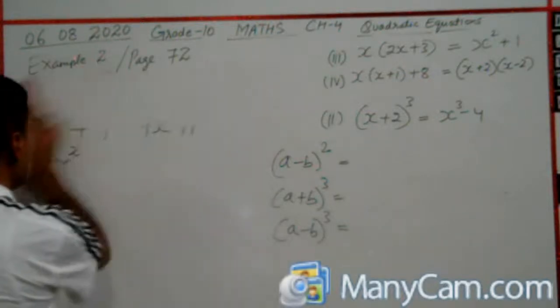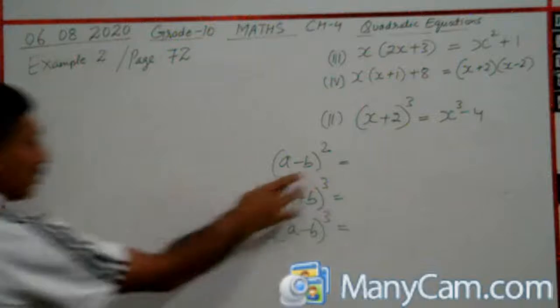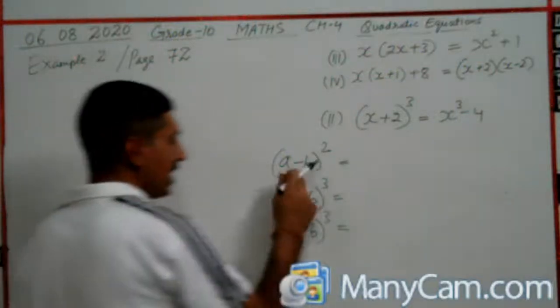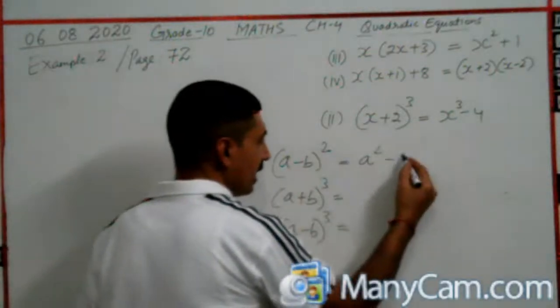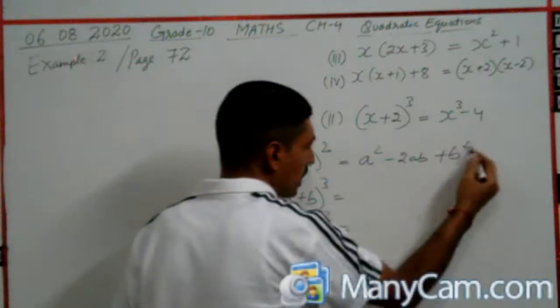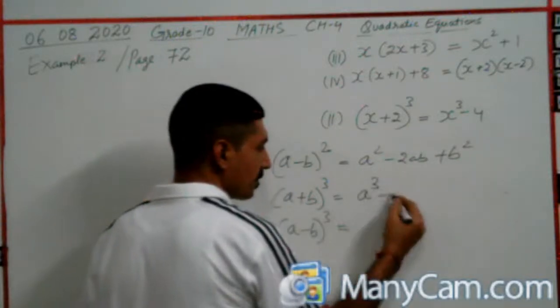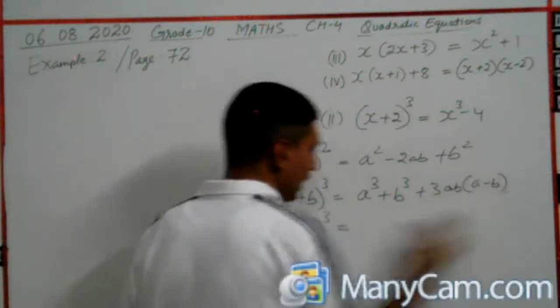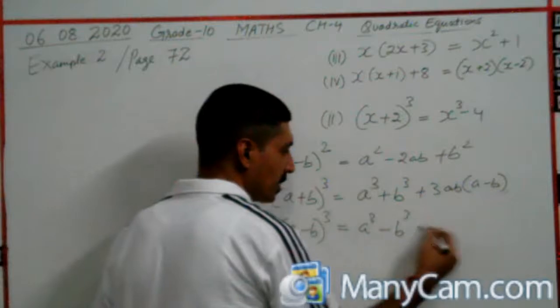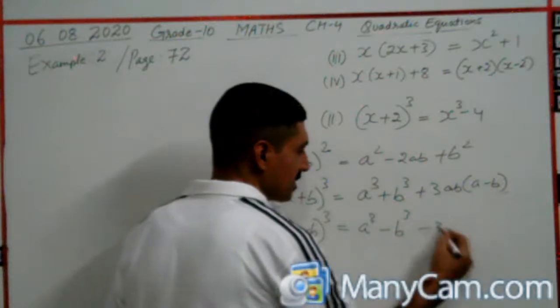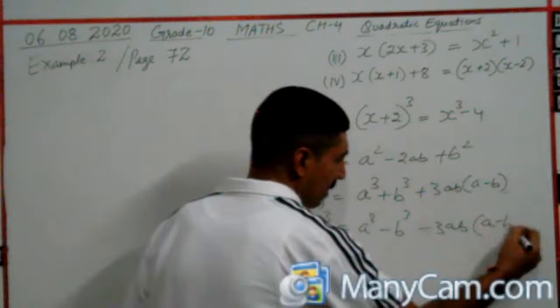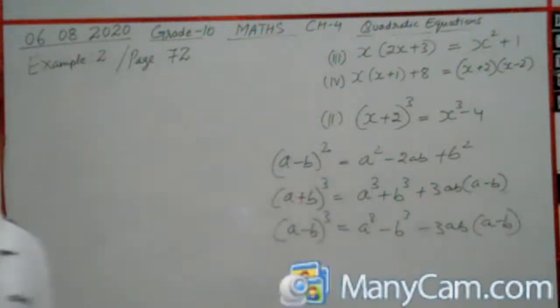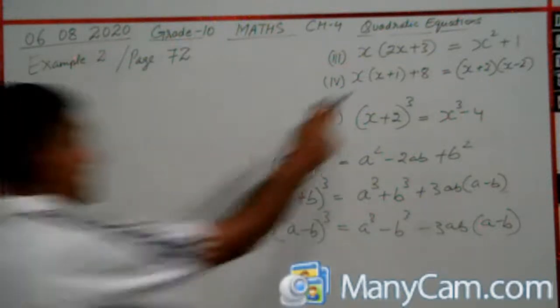Here you have to remember these identities. Here (a minus b) whole square is a square minus 2ab plus b square. Here a cube plus b cube plus 3ab into (a minus b), and here a cube minus b cube, again minus 3ab into (a minus b). You have to remember them, you don't have any option, right?